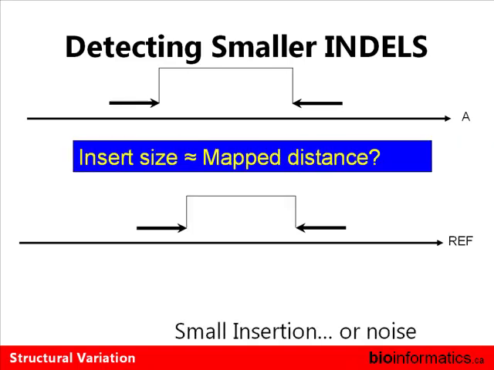So why? Well, first of all, what if you have a small variation between the observed insert size of a mate pair and the map distance? So the expected insert size of a mate pair and the map distance. This can be due to two different things. It could be just a natural variation, and this mate pair got sampled not from the exact mean of the distribution, but a bit closer to one of the tails. So that's noise, or it could actually be that there's an underlying small insertion.